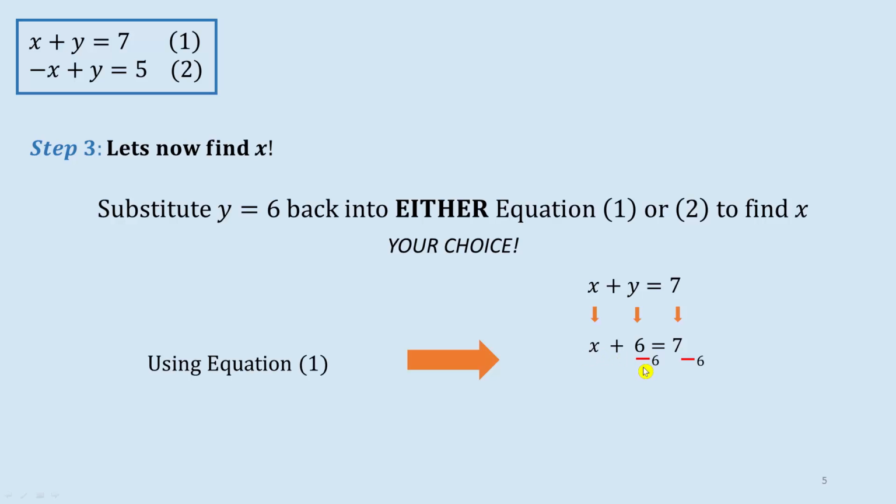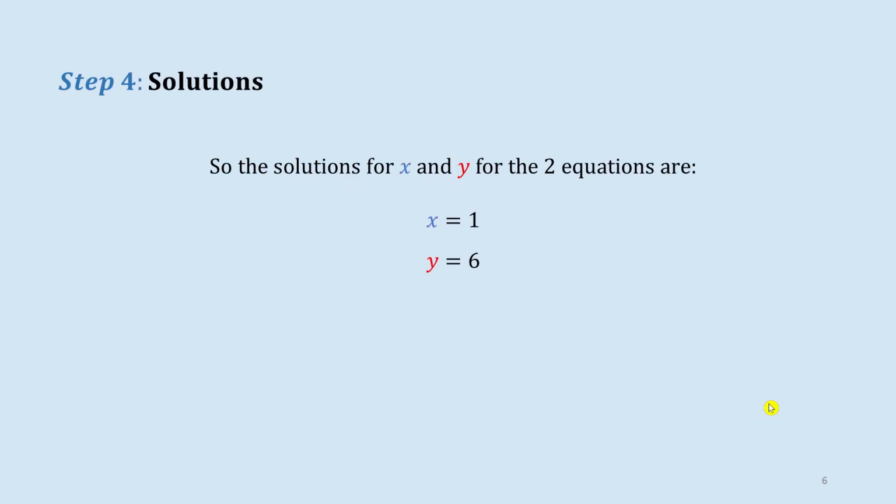Whatever we do to the left-hand side, we have to do to the right-hand side. So we've got to take away 6 on the right-hand side as well. So we'll be left with x plus 0 equals 1, because 7 minus 6 gives us 1. We can get rid of this 0, and we'll just be left with x. So x equals 1. So we found our two solutions: x equals 1 and y equals 6.